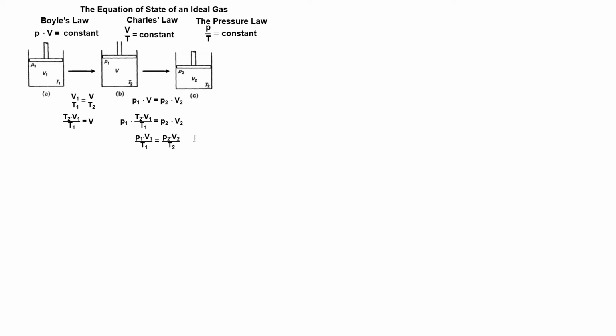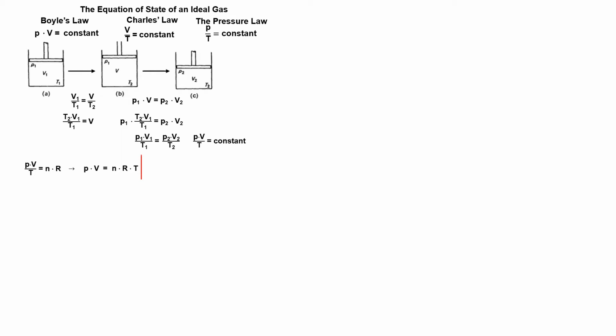This equation shows us that as long as the number of moles, that is, molecules of the gas remains the same, the quantity pressure times volume divided by temperature is constant for a gas regardless of the process through which the gas is taken. This relationship is called the equation of state. The constant is dependent on the amount of gas used, measured in moles. Therefore, we can rewrite the equation of state in two different forms.